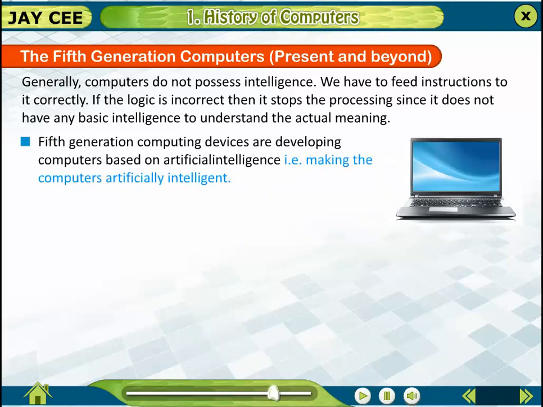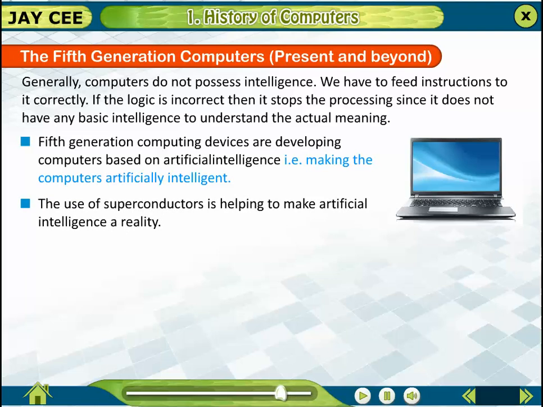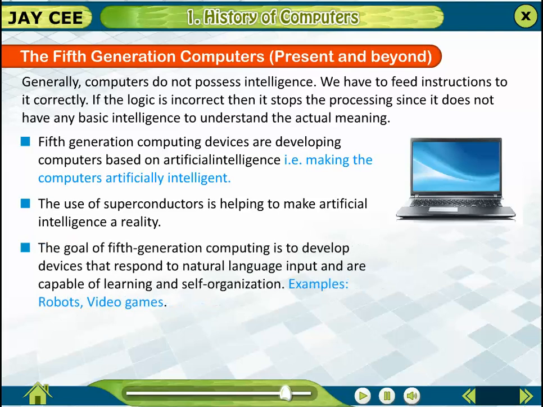Fifth generation computing devices are developing computers based on artificial intelligence, that is, making the computers artificially intelligent. The use of superconductors is helping to make artificial intelligence a reality. The goal of fifth generation computing is to develop devices that respond to natural language input and are capable of learning and self-organization. Examples: robots, video games.